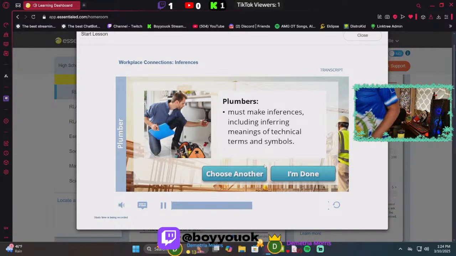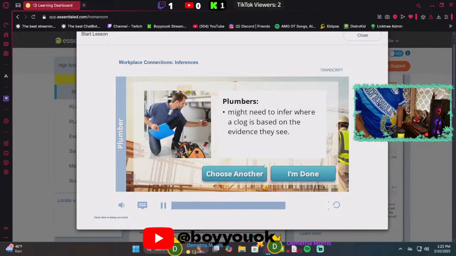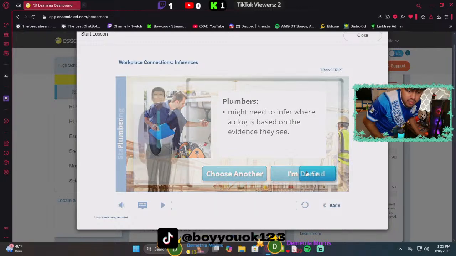That means being able to make inferences, including inferring meanings of technical terms and symbols. You'll also make inferences on the job. You might need to infer where a clog is, based on evidence you see, for example.